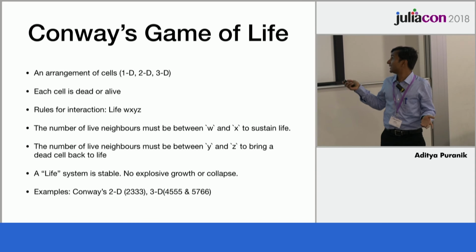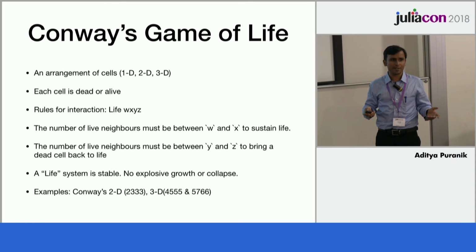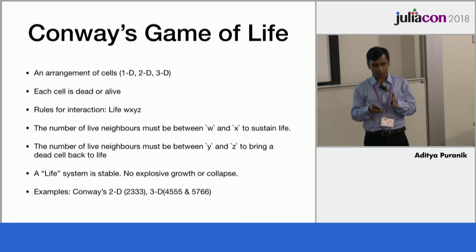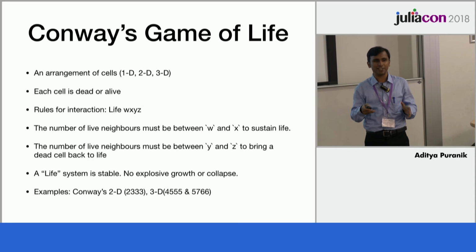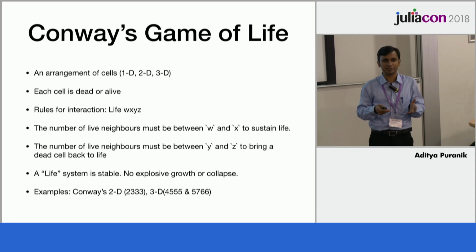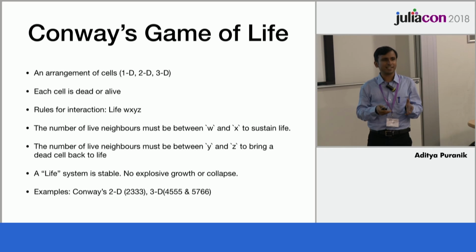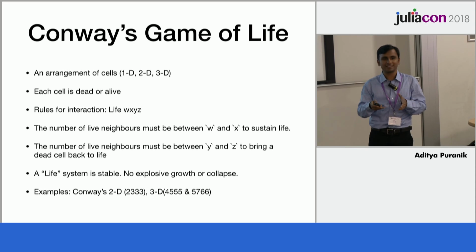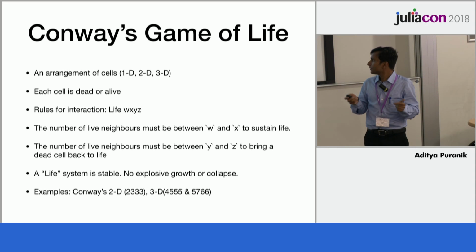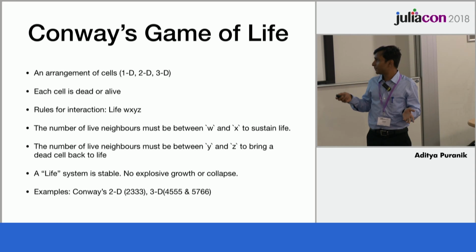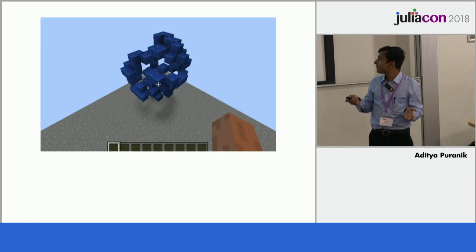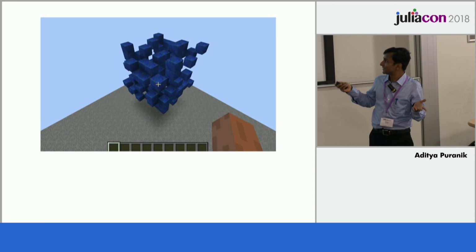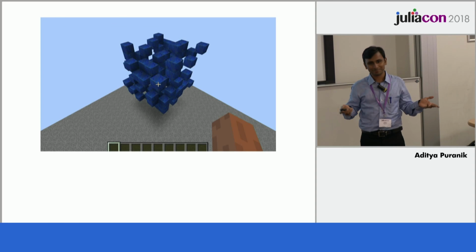So, and then I also implemented Conway's Game of Life. What Conway's Game of Life is, is that you have an arrangement of cells. It can be 1, 2, or 3 dimensions. And then each cell is either dead or alive. And again, we have some rules of how these cells interact with each other. So I implemented this, and well, you see there is an easy 3D implementation.